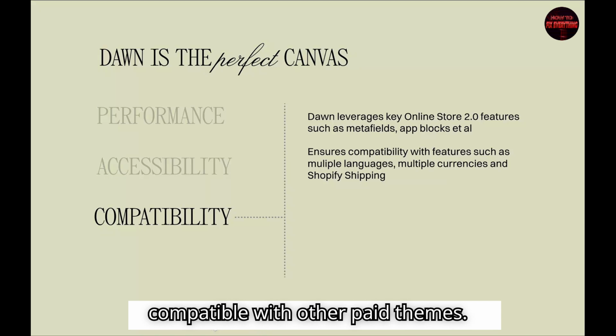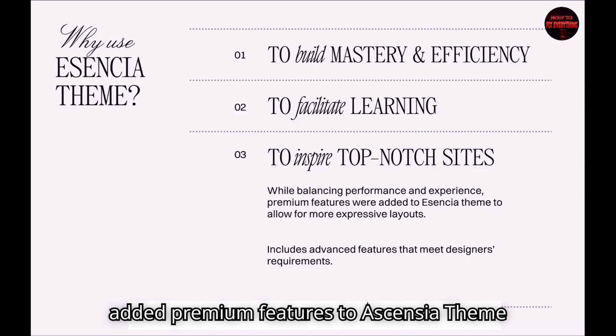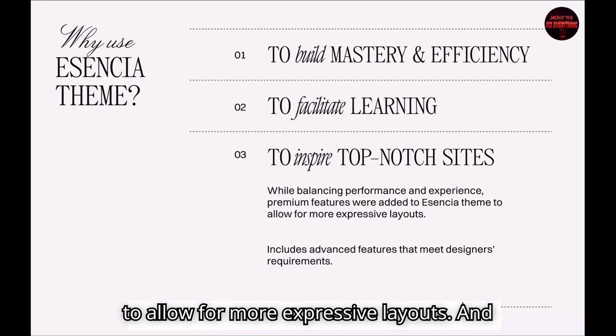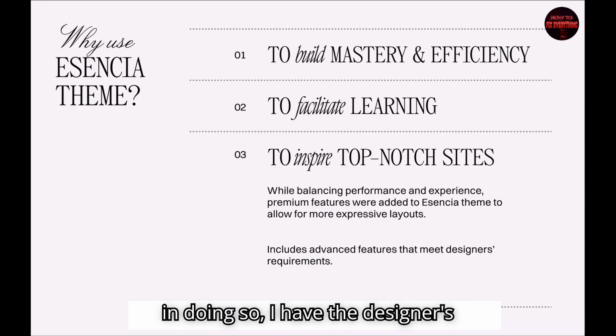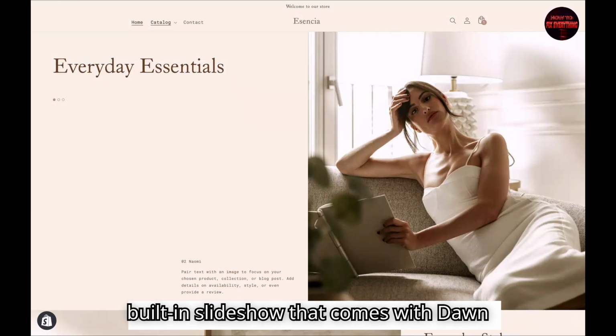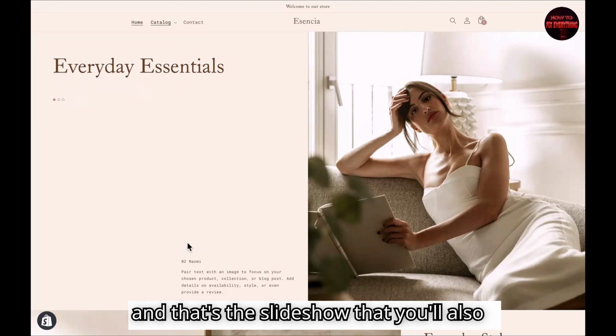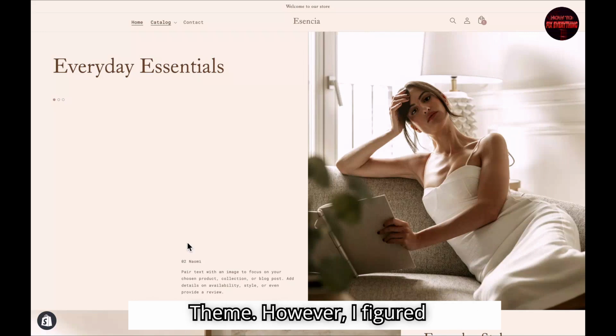With Shopify's Dawn theme as the canvas and while balancing performance and user experience, I added premium features to Essentia theme to allow for more expressive layouts. And in doing so, I have the designer's requirements in mind. For example, the built-in slideshow that comes with a Dawn theme is actually powered only by CSS, and that's the slideshow that you'll also find in the product page of Essentia theme.